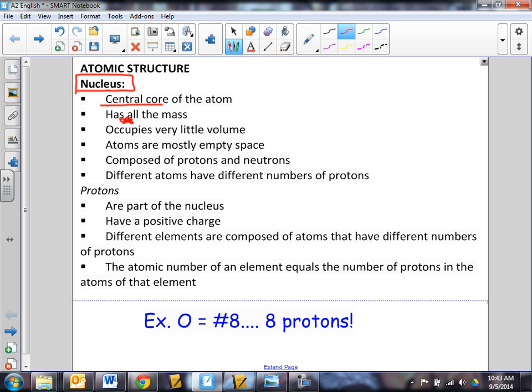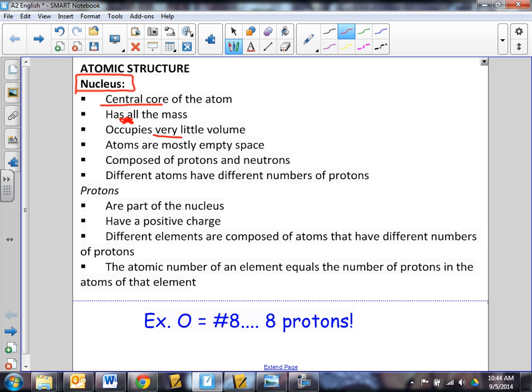In real life, however, is all 100% of the mass of an atom in the nucleus? The answer is no. The nucleus has most of the mass, 99.9999999999999% of the mass. But electrons do have a mass. It's just so small compared to protons and neutrons that are in the nucleus that we kind of don't count it. So it has all the mass that we're going to talk about, but just keep in mind that in real life that doesn't account for all 100% of the mass.